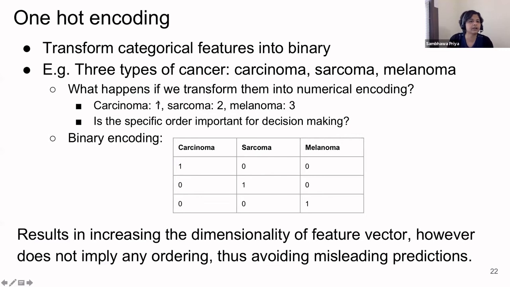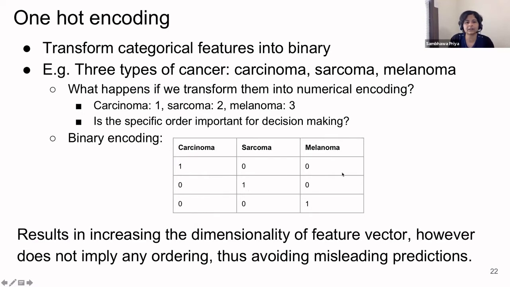Transforming into numerical encoding can actually give us incorrect input, because it's kind of hinting to the algorithm that there's a gradation between these 3 cancers, but in this example, we want to keep them at the same level. So to do that, we can introduce something called one-hot encoding, where you have a binary encoding for each feature. If it's a carcinoma sample, you have 1 here and 0 at other places. If it's a sarcoma, you have 1 here and 0 at other places, and so on.